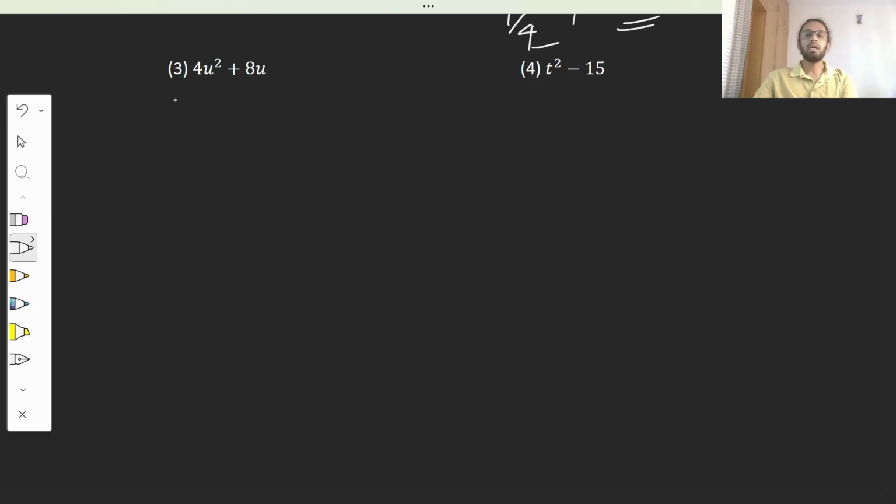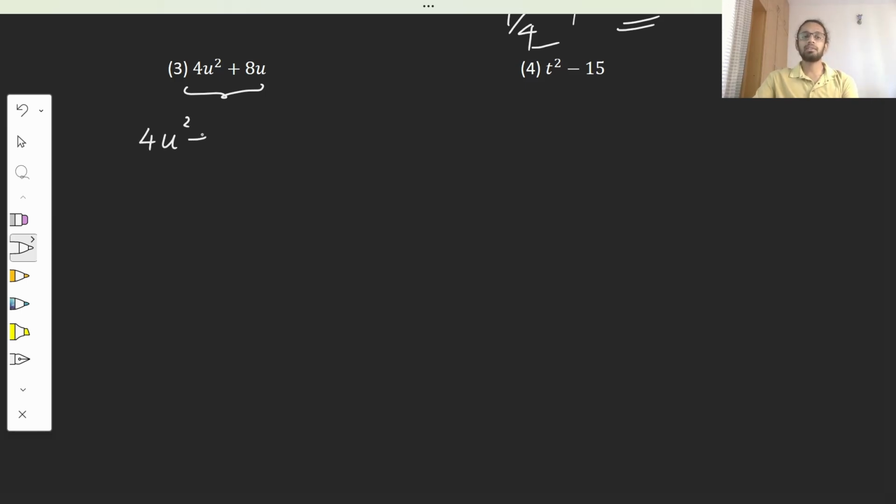Yeah. So some of us might have found these two problems difficult because one of the terms is missing. For example, in the third question, 4u square plus 8u, there is no constant term at all. Likewise, in this term, there is no middle term. That is, the term t is missing. Then how do we do? So when we don't have the constant term, we cannot do splitting the middle term. Rather, we'll use a different strategy.